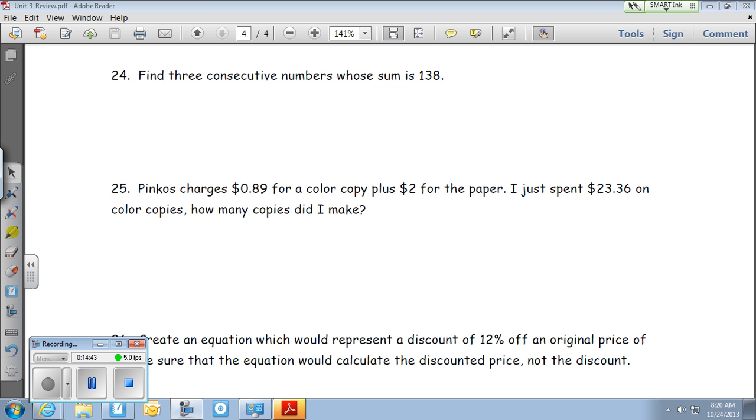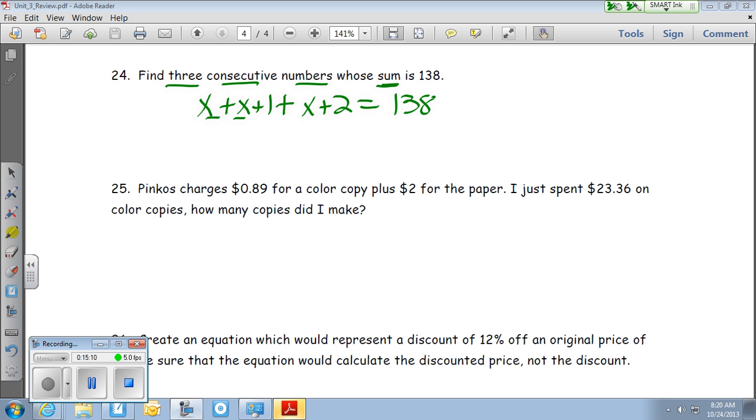All right, number 24 is one of those consecutive problems. Find 3 consecutive numbers whose sum is 138. So 3 consecutive numbers. We're just going to assume those are integers. So we're going to say the first one is x. Then the second number is going to be x plus 1, and we are adding all these. And then this third number is going to be x plus 2. They all equal 138.